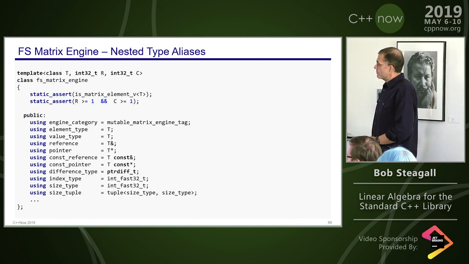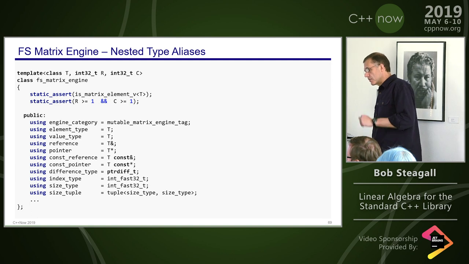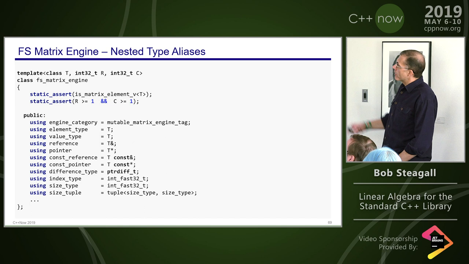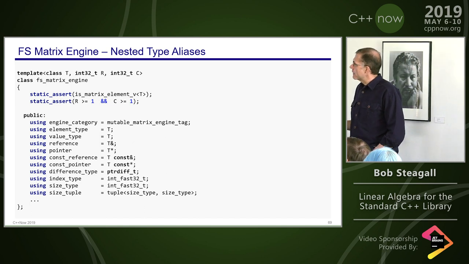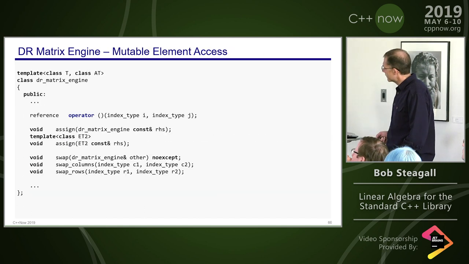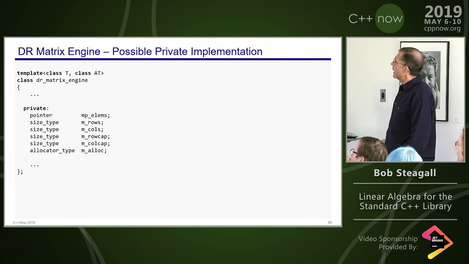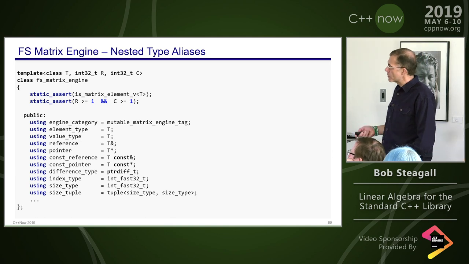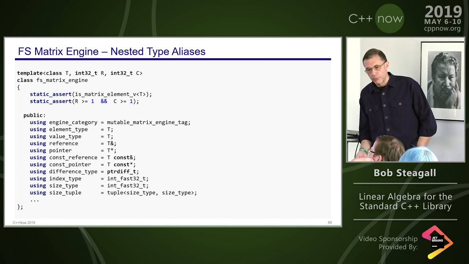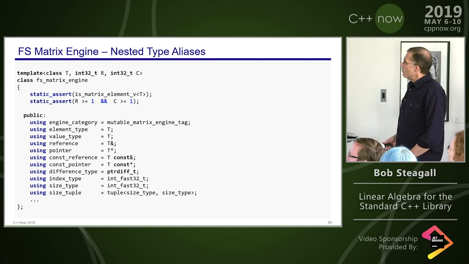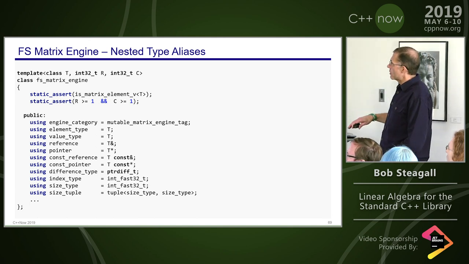Let's look at the fixed size matrix engine. Very similar, the same but different, right? So here we statically assert on the element type to make sure it's a legitimate matrix element. And with fixed size engine, we do the same thing. We also statically assert on the number of rows and columns to make sure they're greater than or equal to one. We do the same sort of business with the engine category.